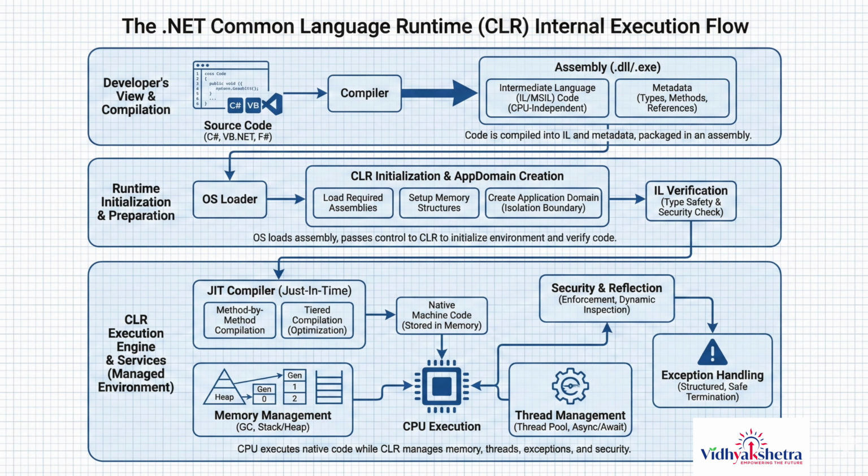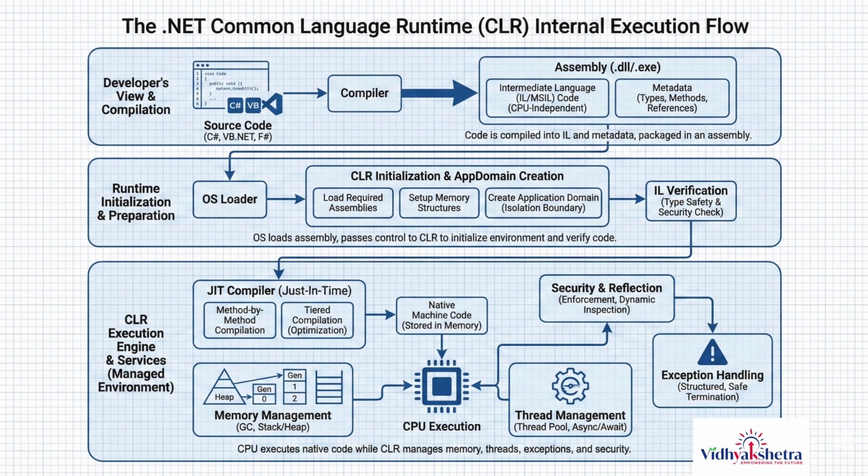This IL is a CPU-independent instruction set. Along with IL, the compiler also generates metadata that describes the structure of the program, such as classes, methods, properties, and references. This IL code and metadata are packaged together inside an assembly. An assembly can be either an executable file or a dynamic link library. Each assembly also contains a manifest that stores important information such as assembly name, version number, culture, and referenced assemblies. The assembly becomes the fundamental deployment unit in .NET, helping to solve versioning issues and dependency conflicts.